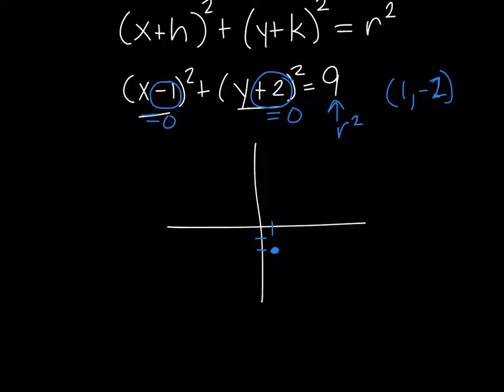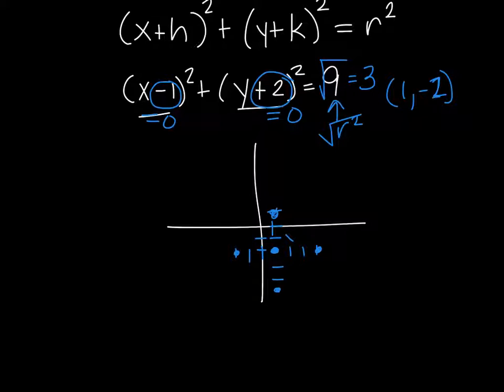So in order to figure out what the radius is I'm going to have to square root it. So I square root the 9 and I get 3. So that means from the center here, I need to go 1, 2, 3 to the right. That's going to be a point on the circle. I could go 3 to the left. That's going to be a point on the circle. I could go 3 up. That would be a point on the circle. And I could go 3 down, and that would be a point on the circle.